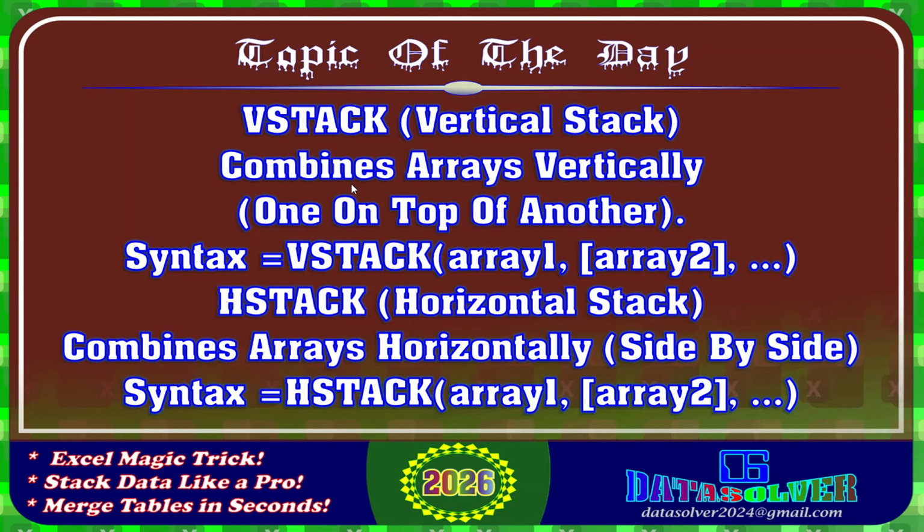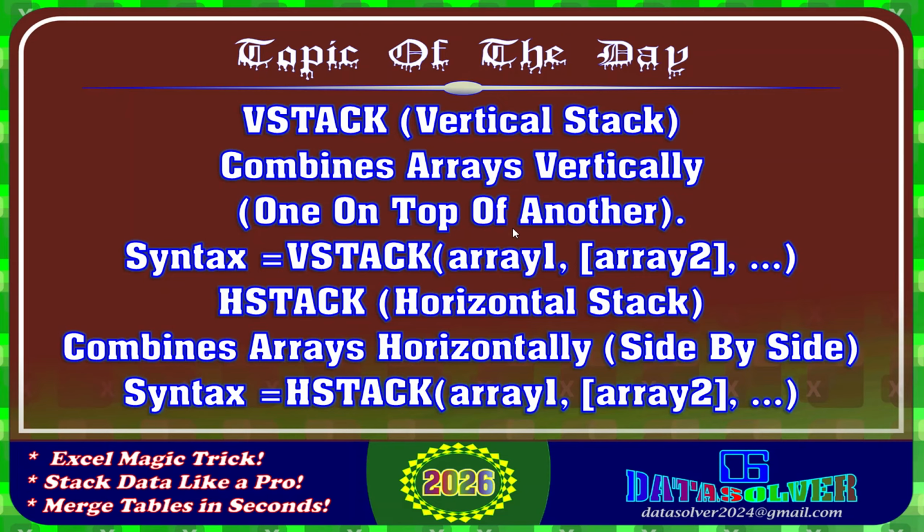The syntax for VStack is equals VStack, open bracket, array1, comma, array2, and the other option, which I'm going to demonstrate in this tutorial. Also, the syntax for HStack is open bracket, array1, array2, comma, with additional options. So I'm going to go to the next slide to load our template to show you how to make use of this hidden Excel function.